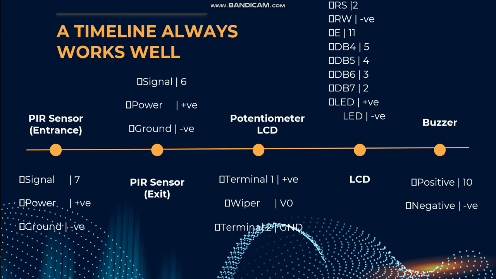For the LCD, RS uses port 2, RW goes to negative, and E goes to port 11 of the Arduino. DB4 goes to port 5, DB5 goes to port 4, DB6 goes to port 3, DB7 goes to port 2 of the Arduino. LED goes to the positive, and the other LED pin goes to negative. Okay, for the buzzer, the positive goes to port 10 of the Arduino, and the negative goes to negative, which is ground.